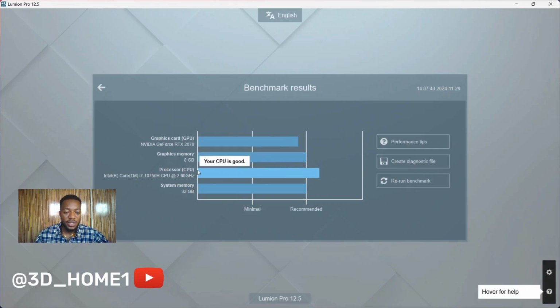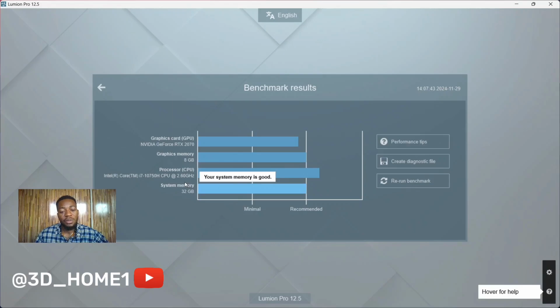Then for the processor, the central processing unit, this one is Core i7 and the speed is 2.6. You can see we're already passing the recommended, so it's still very okay. That means you can get a Core i5. If you have 5.5, that is 10, so it's even more than the 7 we have here. You can see the 7 is already passing this one, so you can get an i5.